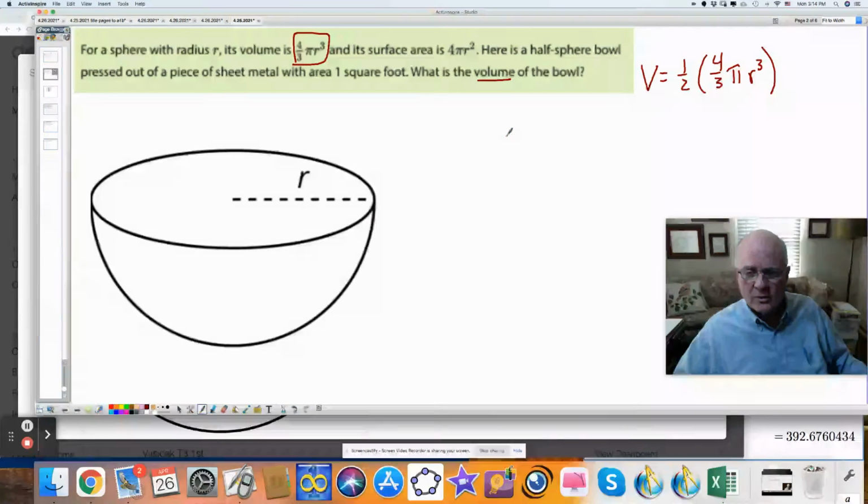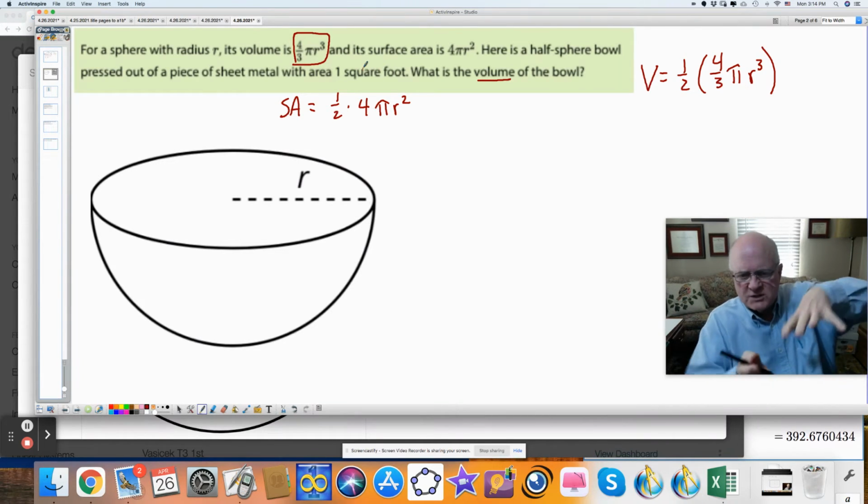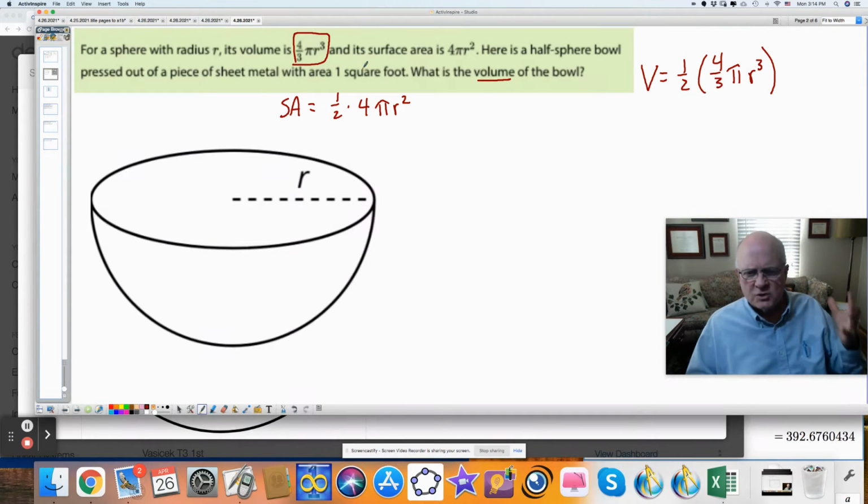What is the volume? We're told that the surface area of a sphere is 4 pi r squared. The surface area of half of a sphere, which is what we're dealing with, is 1/2 times 4 pi r squared. And we're told that the surface area is 1. Taking this one square foot of sheet metal, we're going to press it into the mold until it forms this. Usually you use hydraulics, either manually or a hydraulic press, to force it in under several inch-pounds of force. So we have 2 pi r squared is equal to 1.